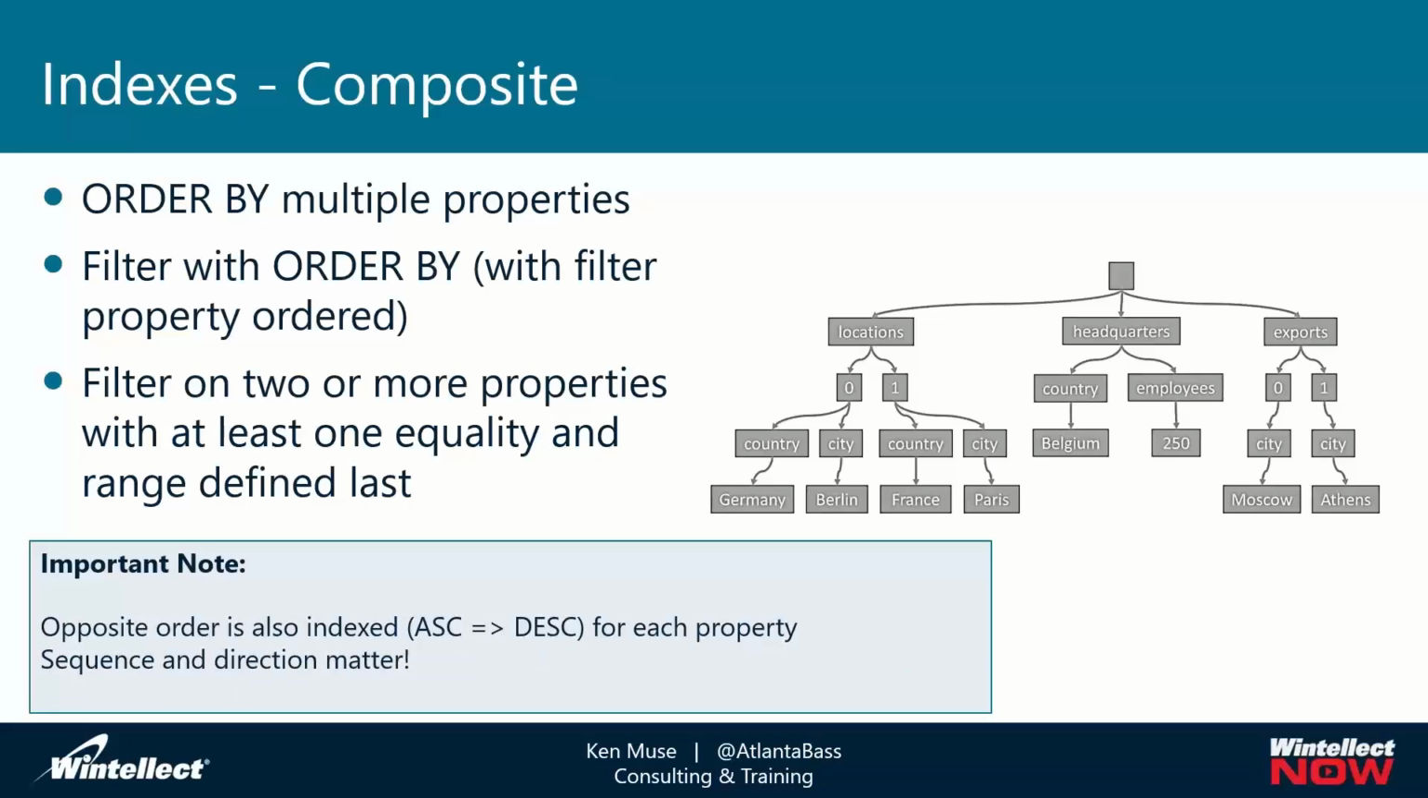I say general because the order, the sequence and direction really do matter. And so you want to make sure that just like a traditional database, you're thinking about the queries you're creating and making sure that things are in predictable orders. Ascending and descending are automatically indexed for you, so you don't really have to worry as much about that. But the order of the properties and that equality range do very much matter.